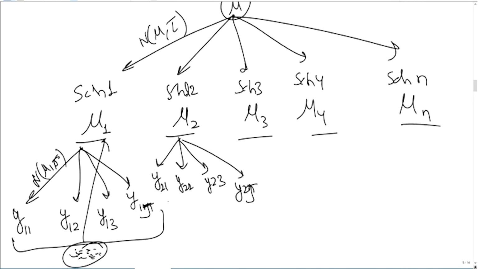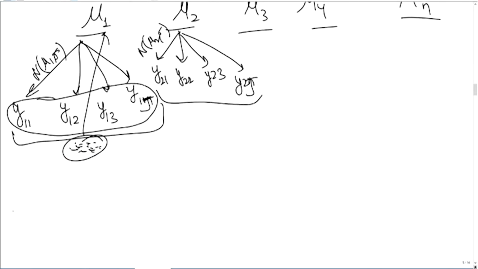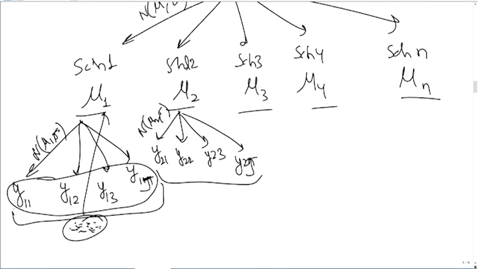Similarly, marks scored by school 2 students are coming from normal mu 2 sigma. So, they are not identically distributed, they are coming from different distributions. But within a single school, these data points follow an IID assumption. So, scores by students from a single school follow the IID assumption. They are independent as well as identically distributed. But overall, for all these observations, you cannot say that they are independent and identically distributed.